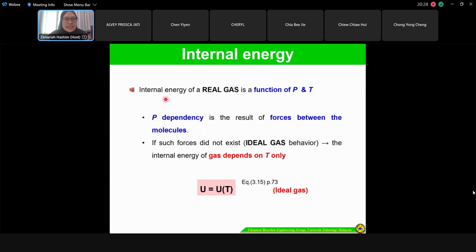So for the real gas, for the internal energy, I think you have learned about internal energy. Internal energy is given by the symbol U. The internal energy of a real gas is a function of pressure P and temperature T. The pressure dependency is the result of forces between the molecules. But remember again, for an ideal gas, we assume that there is no force between the molecules. Because of that, for an ideal gas, the internal energy U depends only on temperature T. It does not depend on the pressure.